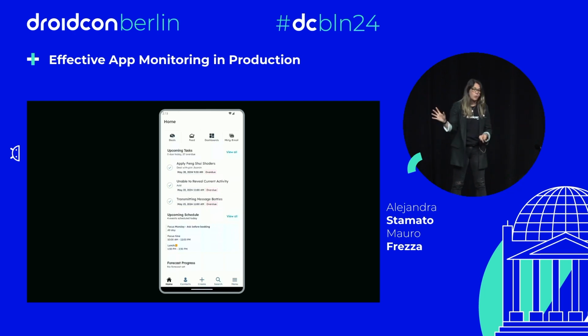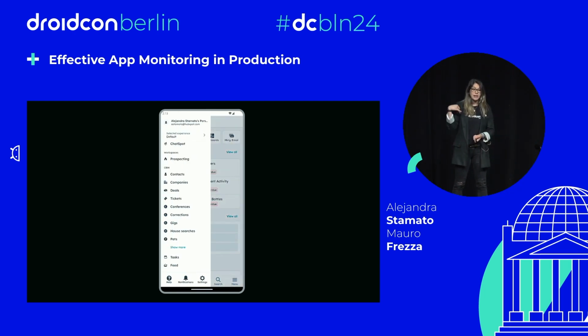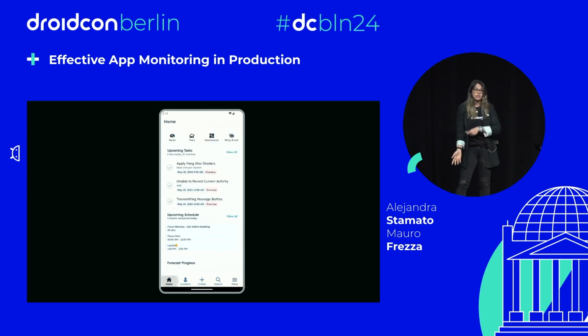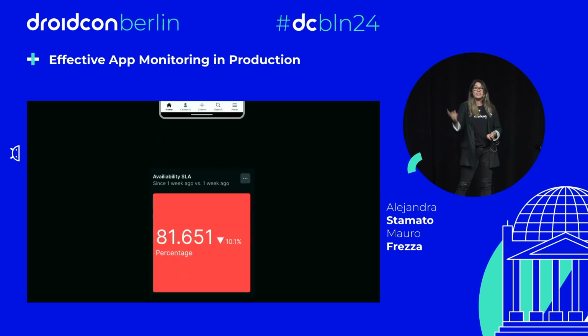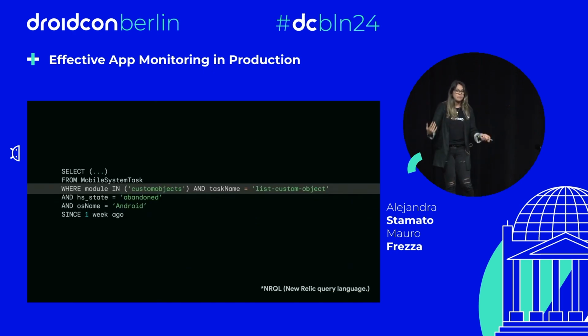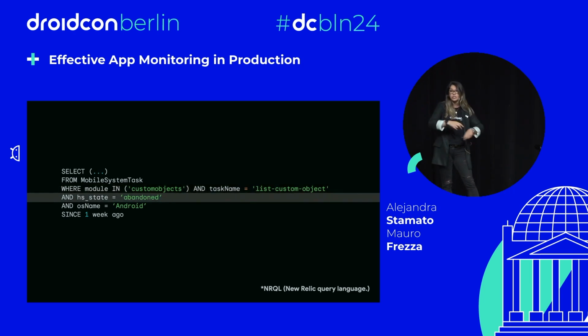So what was happening was that the user was trying to access their list of custom objects, for example, here, pets, and it was loading and never finished loading, so much so that they were abandoning the screen without it ever loading. And of course, we didn't know that, because custom objects are as custom as the many businesses that exist in the world. But what we did notice was a drop in the availability SLA for the loading of the custom objects screen. So for example, we had a query and a graph showing that where the module was custom objects and the task was that list, and the state was abandoned, the numbers were huge.